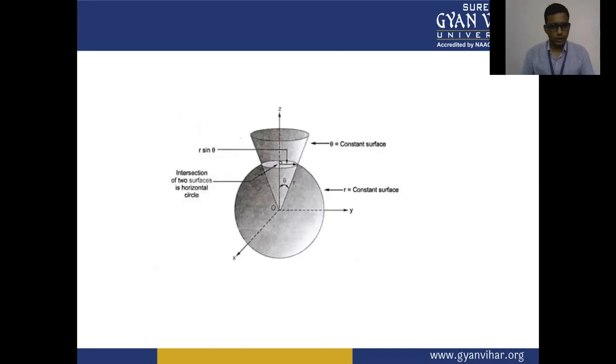This is the cone in the sphere. We have cut a cone in the sphere, and the intersection of the two surfaces is a horizontal circle.